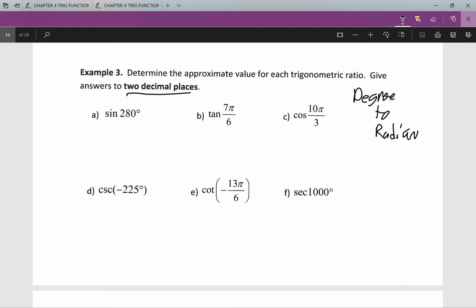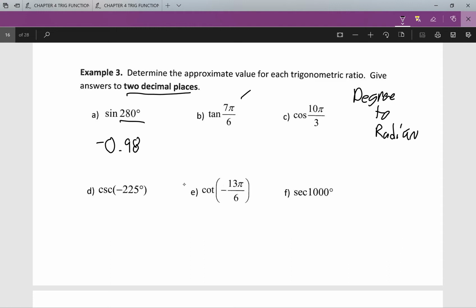But for my first one, I go sine 280. You guys notice 280 degrees, so that tells me it's going to be in degree mode. I go sine 280, and this will give me negative 0.98. And it's 984, so that means it's going to round to 98.